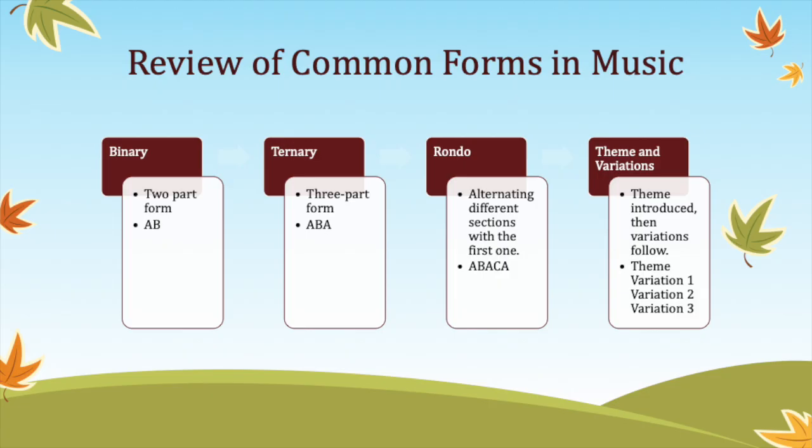Next, we have rondo. It has 5 sections where the first one alternates with contrasting sections. Its form is A, B, A, C, A. Finally, we have theme and variations. In this form, the theme is introduced, then all the variations on that theme follow. It could be any number of variations.